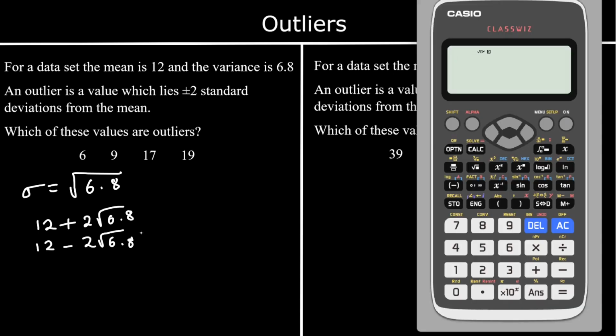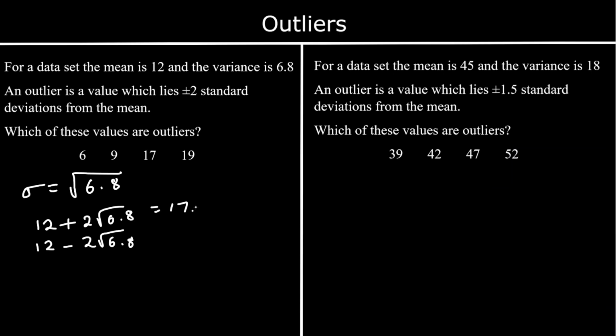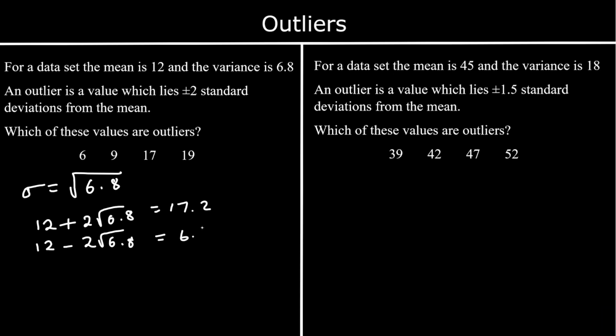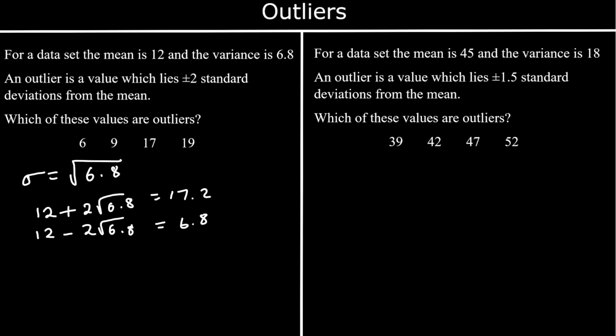So let's find those numbers. 12 plus 2 standard deviations would be 17.2, and 12 minus 2 standard deviations is 6.8. So anything smaller than 6.8 and bigger than 17.2 are outliers. So 6 and 19 are the outliers.